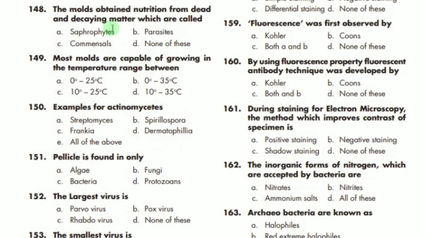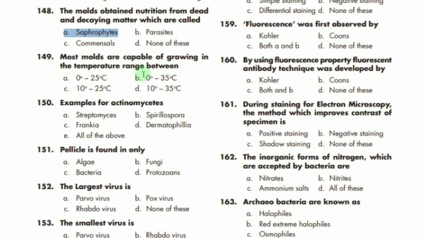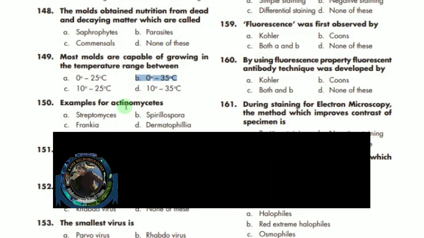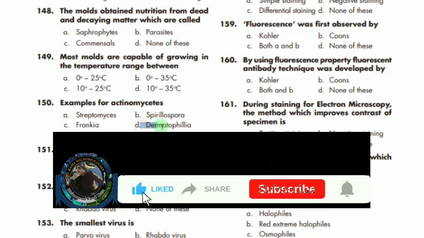148 MCQ says that the mold obtain nutrition from the dead and decaying matter which are called as, so we mostly call that saprophytes is the correct option. 149 MCQ says that most mold are capable of growing in the temperature ranging between 0 to 35, so B is the correct option. MCQs number 150 says that example of actinomycete, so the actinomycete example is Dermatophilus, so D is the correct option.